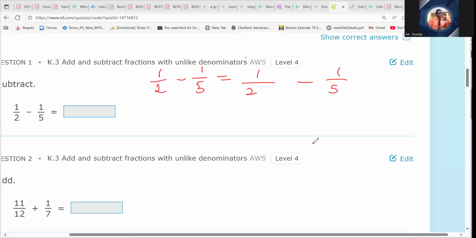Now we want to deal with addition and subtraction of unlike fractions. So here we have 1 over 2 minus 1 over 5. Now the question is, what number would I multiply with 2, and what number would I multiply with 5, that I will end up with the same number on both sides?